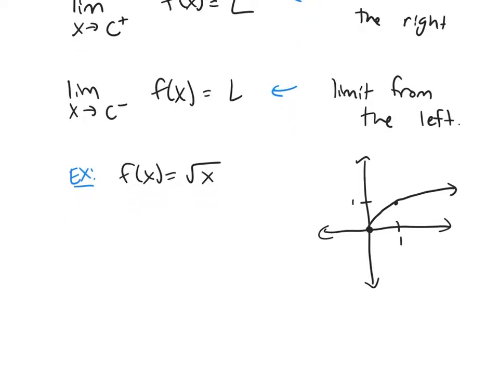Now, if I'm taking the limit from the right of 0, you're only going to look at numbers to the right of 0. So here is x equals 0. You're only going to look at the right-hand side. So if I look at the right and I go down and I get closer and closer to 0, what are my y values getting closer to? They're getting closer to 0.